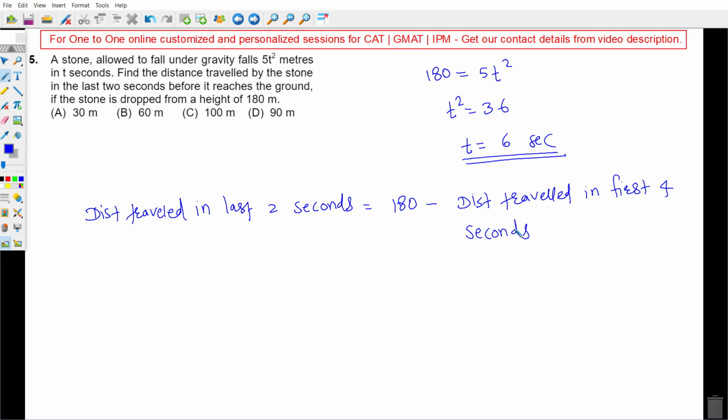Yes everyone, look here. Total time taken for the stone to reach ground is 6 seconds. We want to find the distance traveled in last 2 seconds, means we don't want distance traveled in first 4 seconds, so we will be subtracting it from 180. So this will be how much? 180 minus distance traveled in first 4 seconds is equal to how much? 5 into 4 square, so 180 minus 5 into 16 is 80. My answer is going to be how much? 100 meters.